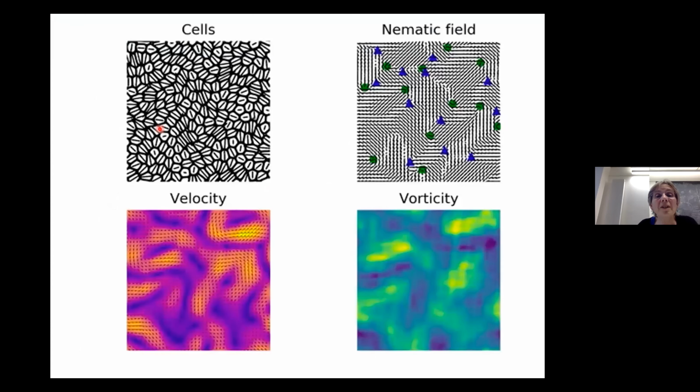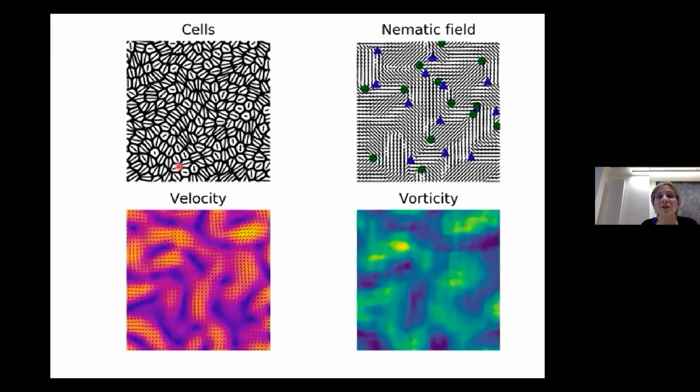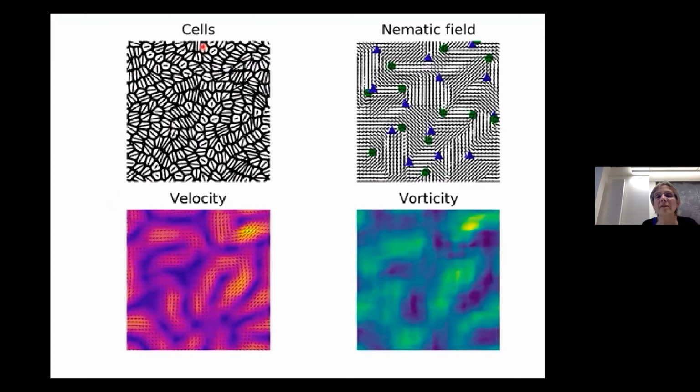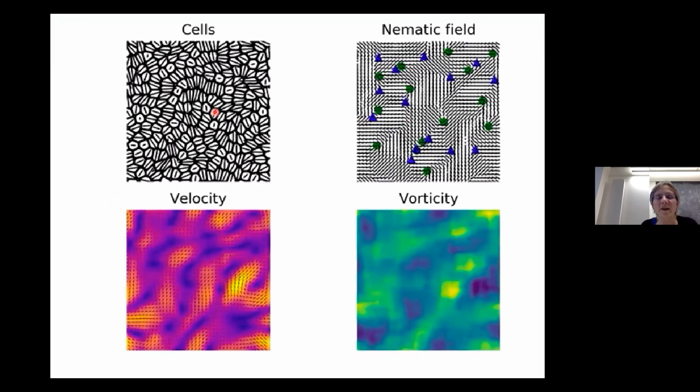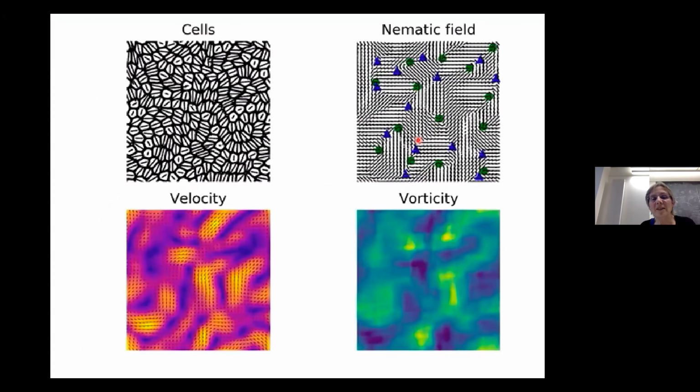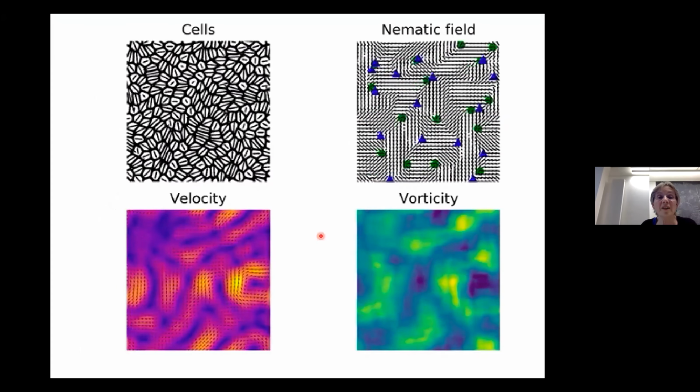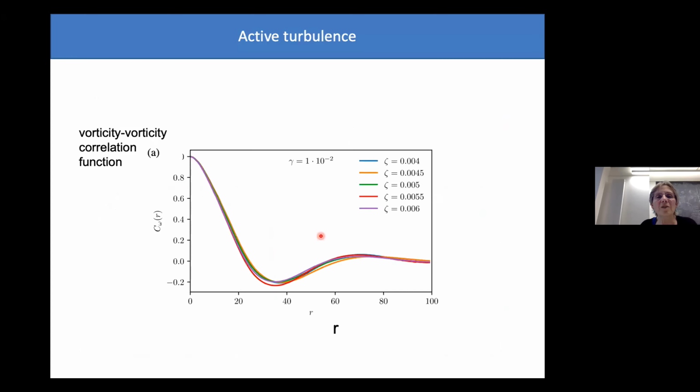Just to show that in the models we can see this, this is just results from the models where we don't show individual cells, but we look for topological defects, and look at the velocity and vorticity fields. And in particular, the vorticity field for the extensile case looks exactly like you'd expect from active turbulence.